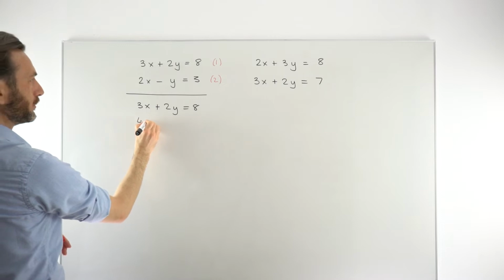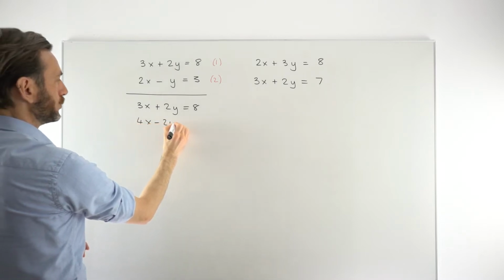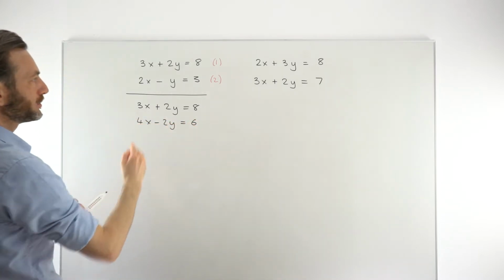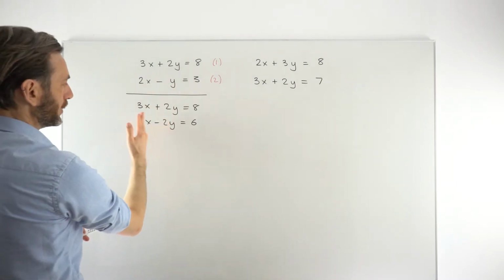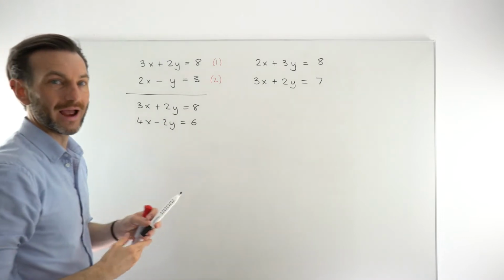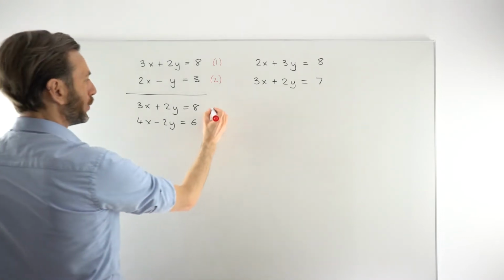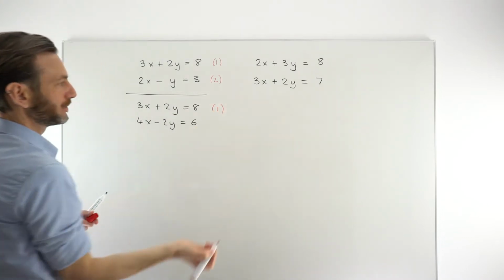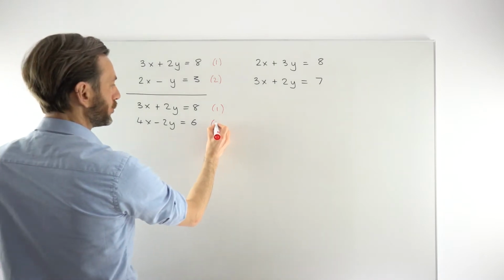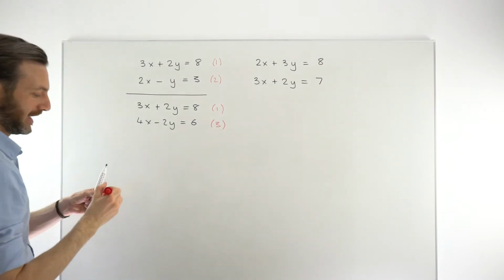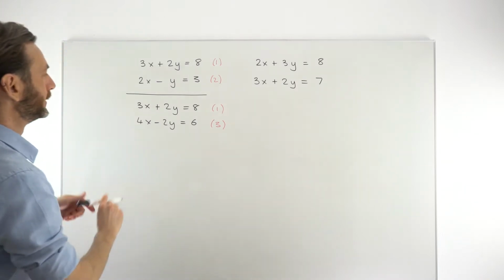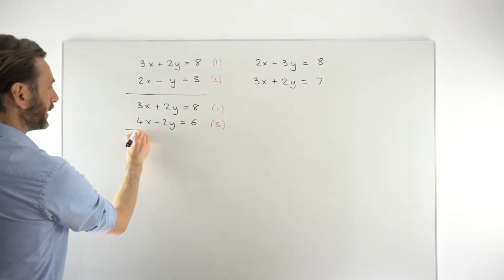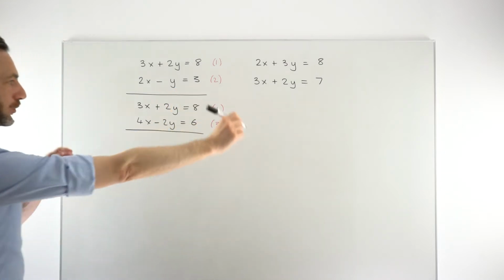Equation 2 now becomes 4x minus 2y equals 6. A common mistake is to multiply the variable that you're interested in, but not the others. So remember to multiply everything by 2. Equation 1 has remained unchanged, so I'm going to keep calling that equation 1. Equation 2 is now modified into a new version, so we'll call that equation 3 just to keep track. At this point we've got our y coefficients matched up, they're both 2's.